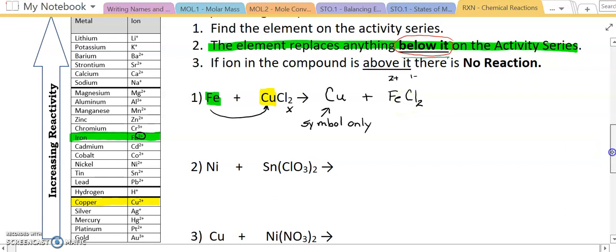So let's try a second example. So this time I'm dealing with nickel.